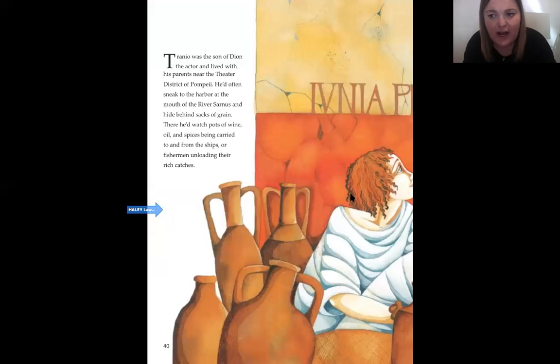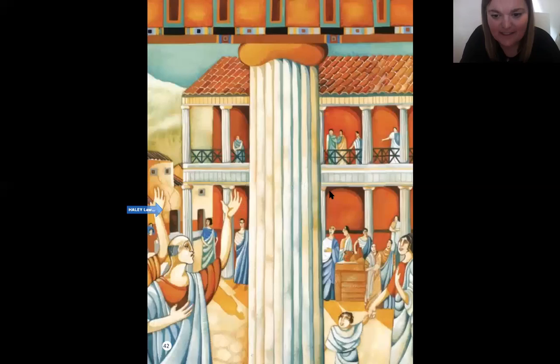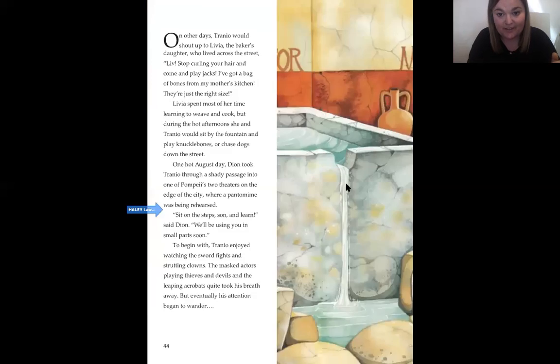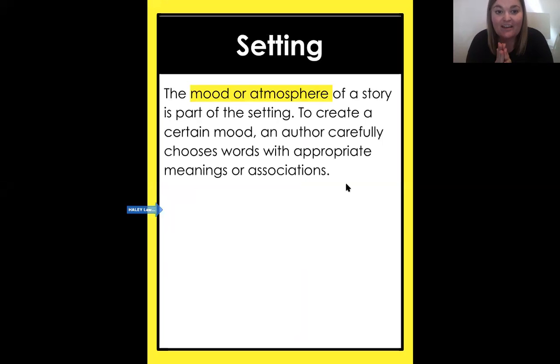What other geographical thing have we been learning about that they talked about right here, fourth graders? Good job. Yeah, earthquakes. We just learned all about earthquakes. So there were tremors that had happened there a few years before Tranio had been born. Good job. All right, so the mood or atmosphere of a story is also part of the setting. To create a certain mood, an author carefully chooses words with appropriate meanings or connotations. So when we're reading it, we kind of get a feel of how the characters are feeling.